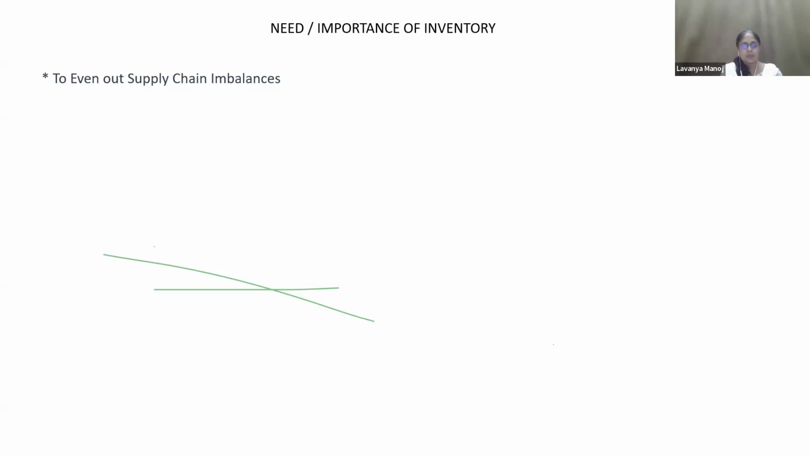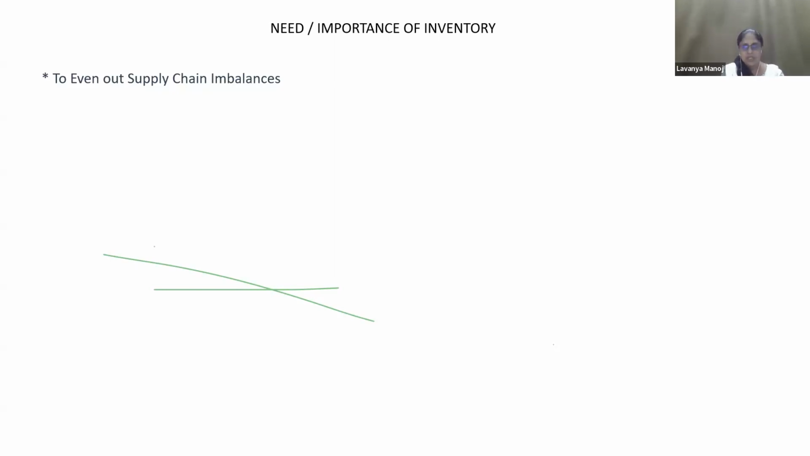So to even out supply chain imbalances, you need the product on time. If you're expecting a particular e-commerce company to deliver the product in 2 days or 1 week, it has to be delivered in 2 days or 1 week. They cannot take more time. Otherwise, they lose a good customer.